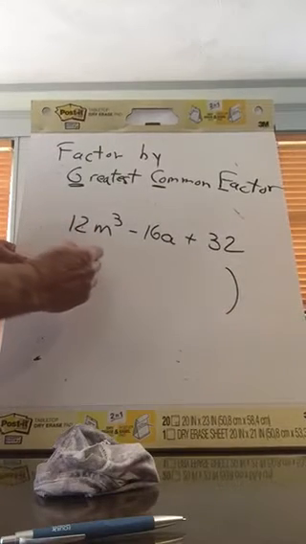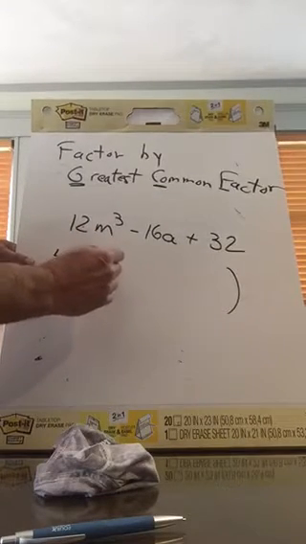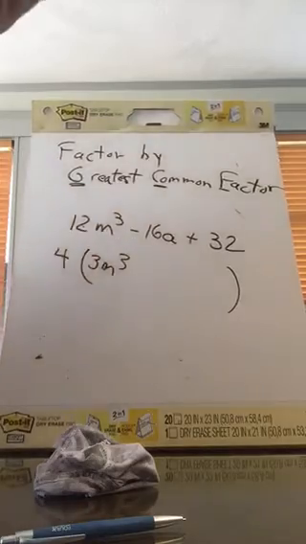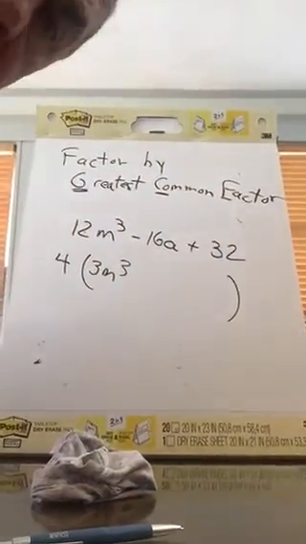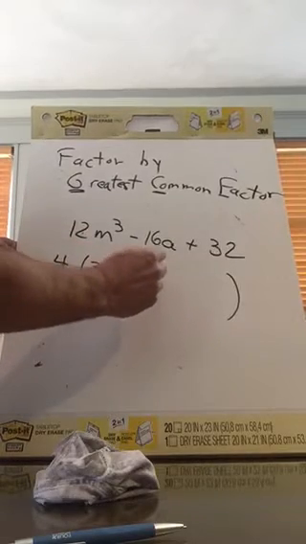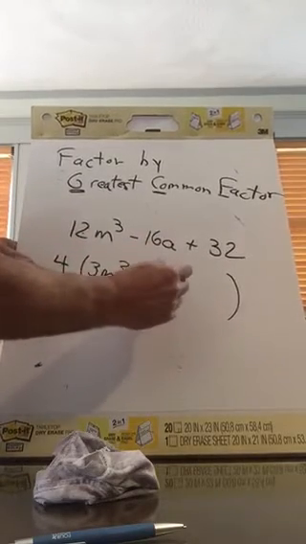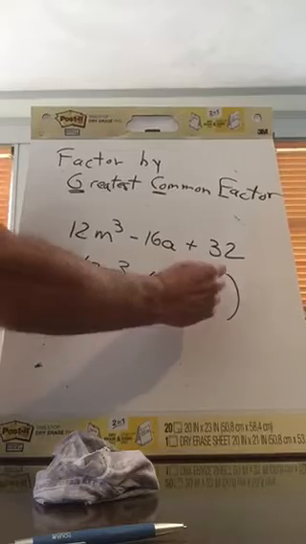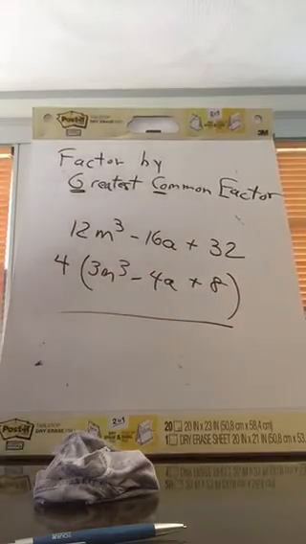12 divided by 4 is 3. We still have m to the third. Oh, low battery. I'll keep going. Negative 16 divided by 4 is negative 4, and we still have a. And 32 divided by 4 is 8. That's our answer. We have factored.